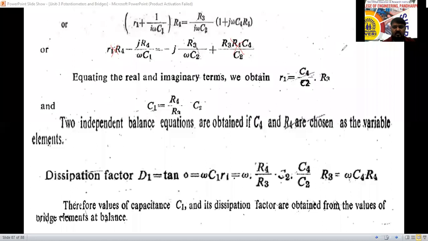Okay, yes, sir, I'll shift the camera this side. Okay, so the imaginary terms, how?